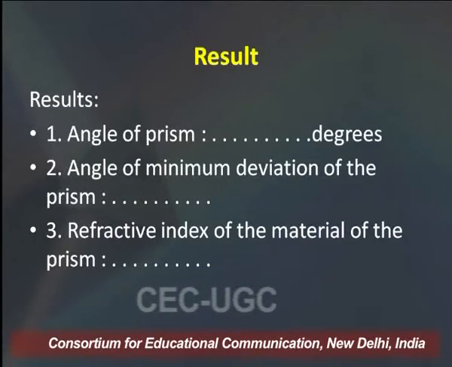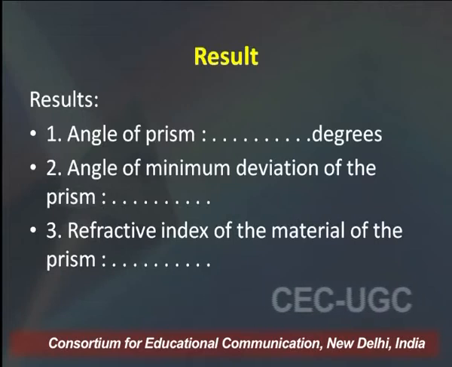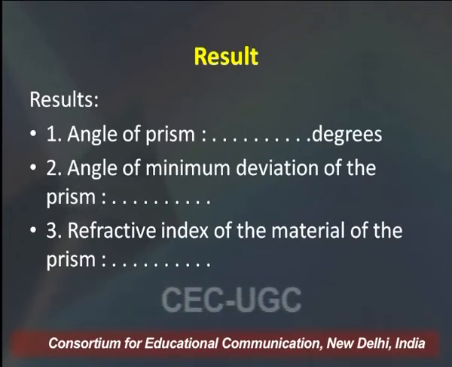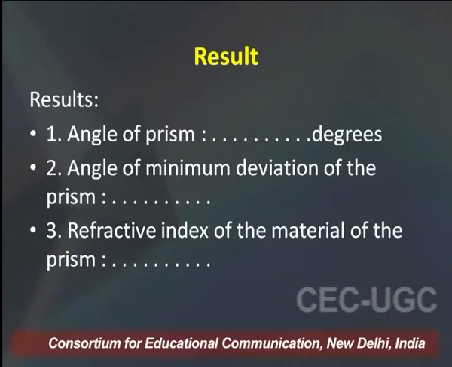What results will we get? First, the angle of the prism, that is A, then the angle of minimum deviation of the prism, that is del m, and then we can calculate the refractive index of the material of the prism. And the angle of minimum deviation we will calculate for all the light colors we receive through the dispersion.